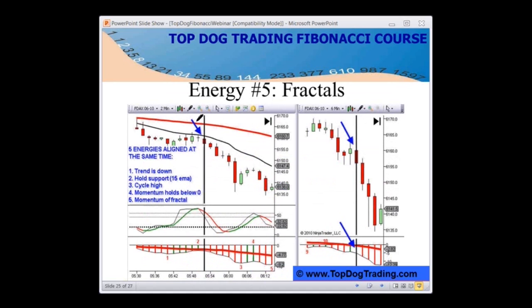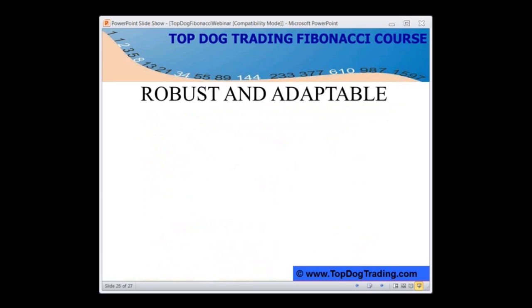So my trading is very simple. This is basically a simple trade. Trend, the first thing we look at: down. Number 2, it's holding support at the 15 EMA. Number 3, we've got a cycle high. Number 4, momentum is down, it's below 0. And then number 5, we look at our next higher time frame. It's the fractal energy, and it's going down. We don't look at trend on the higher time frame, we look at momentum on the higher time frame. And that's a 5 out of 5 trade.